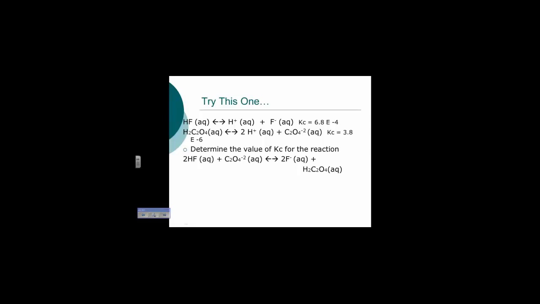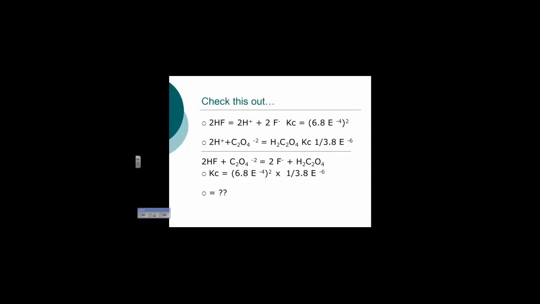Let's try that strategy. Let's distribute a 2 through the first elementary reaction. Write this down: 2 units of HF in dynamic equilibrium. That's going to be my equal sign. Pretend that's a forward and a reverse arrow. In dynamic equilibrium with 2 hydrogen ions and 2 fluoride ions. When I distribute a 2 through the first elementary reaction, that original Kc is now going to be squared. 6.8 times 10 to the negative fourth, squared.